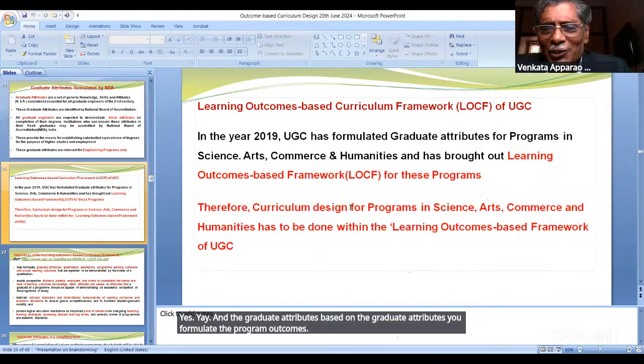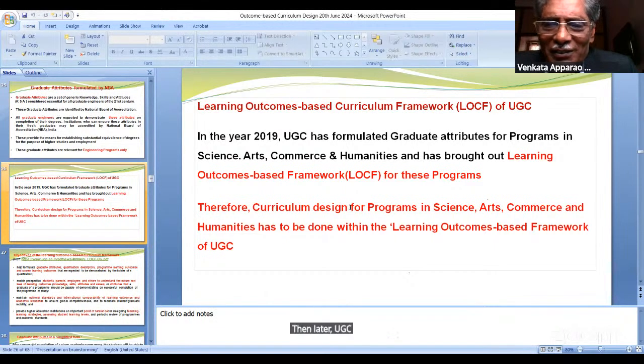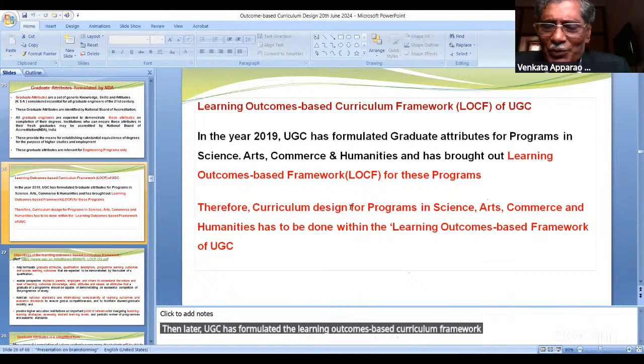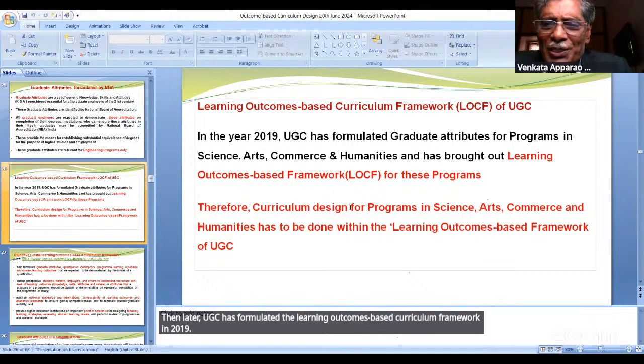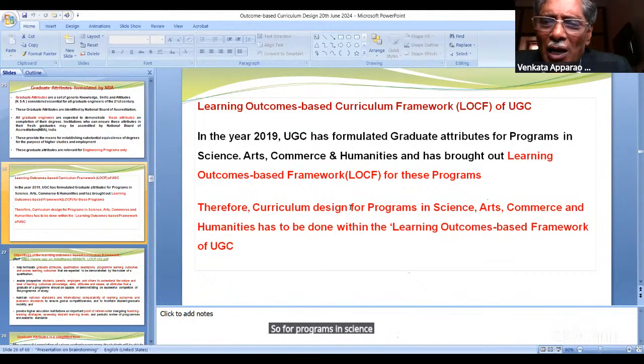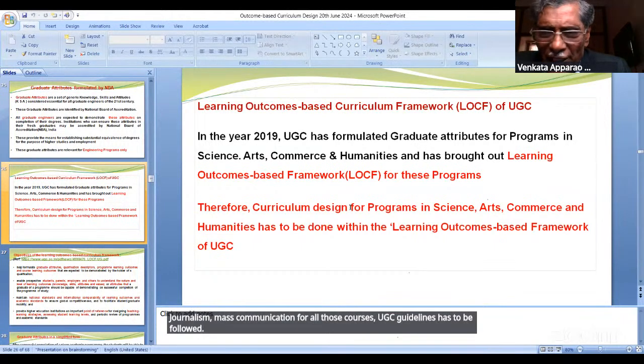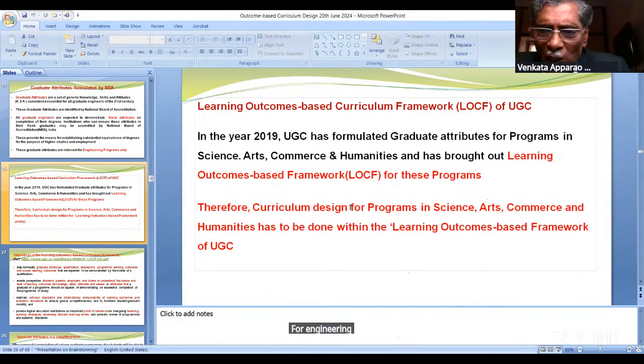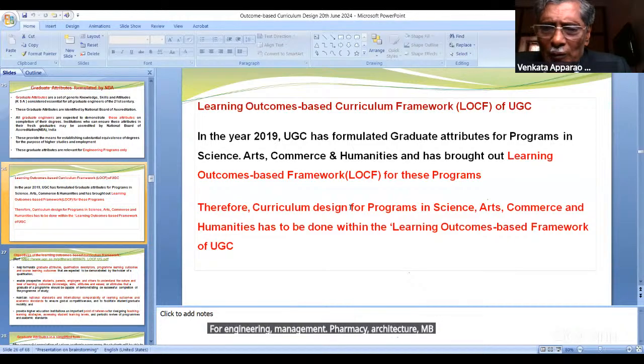Then later, UGC formulated the learning outcomes based curriculum framework in 2019. For programs in science, arts, commerce, law, fine arts, journalism, mass communication, for all those courses, UGC guidelines have to be followed. For engineering, management, pharmacy, architecture, the NBA framework has to be followed.